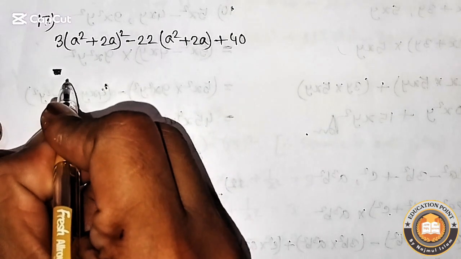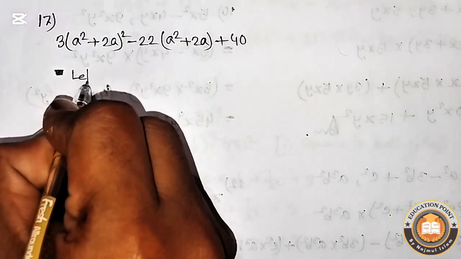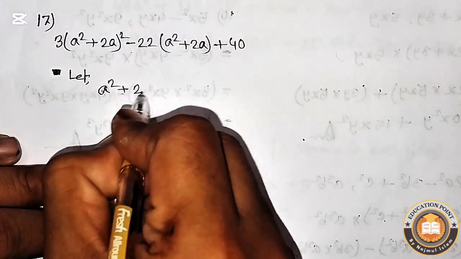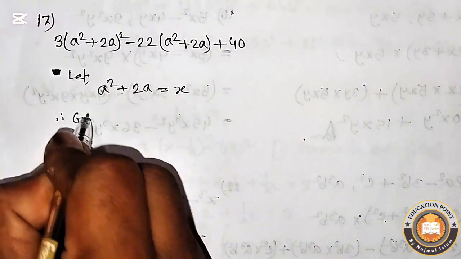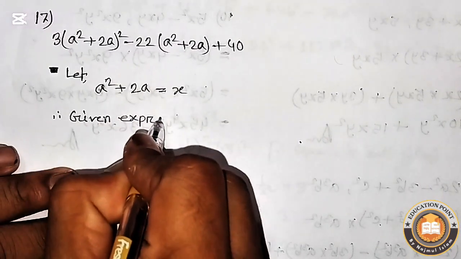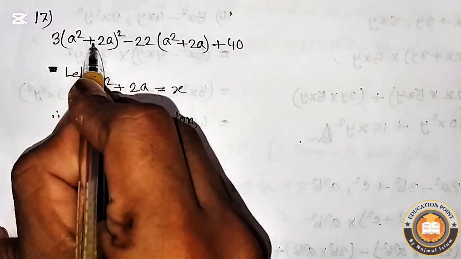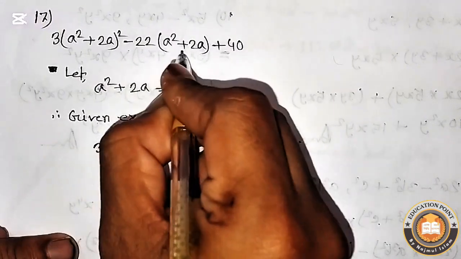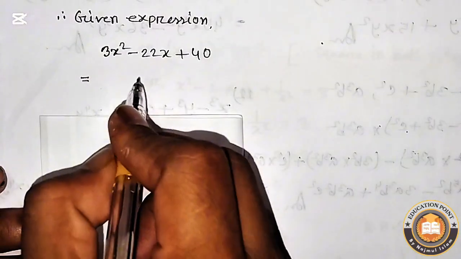Number 17: 3(a square plus 2a) whole square minus 22(a square plus 2a) plus 40. Let a square plus 2a equal x. So the given expression becomes 3x square minus 22x plus 40.